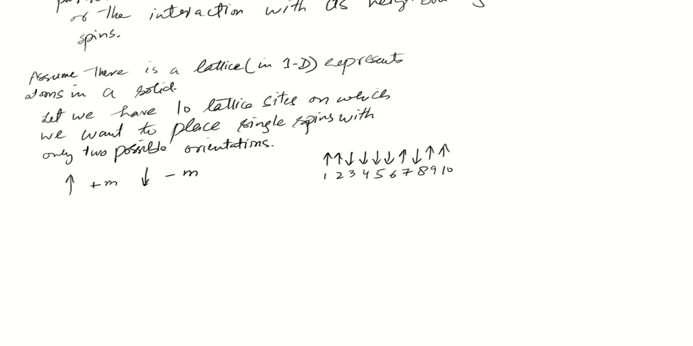We make another assumption. We say that these spins do not interact with one another. Normally they do. If we place 2 spins together, they do interact with one another.